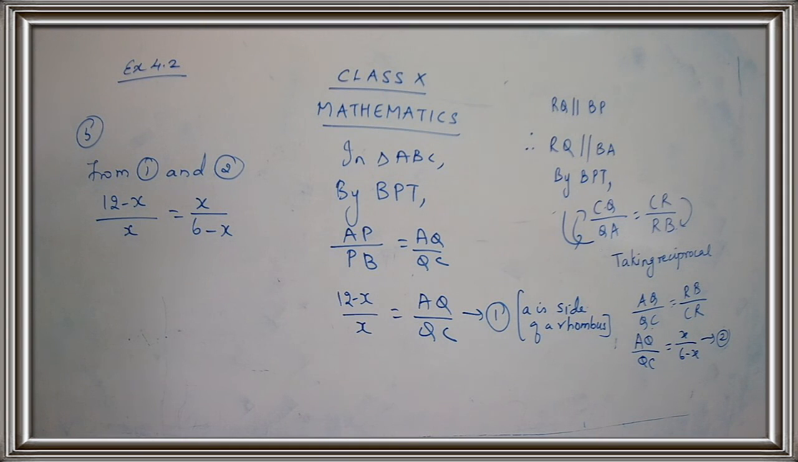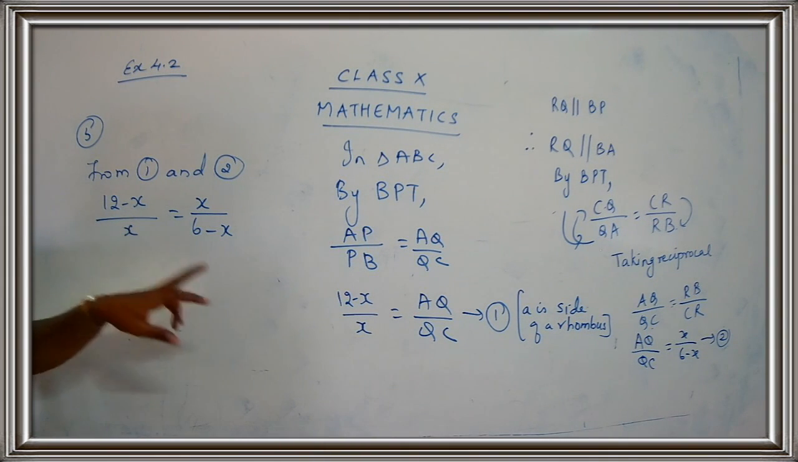So what do you get? So what do you have? (12 minus X) upon X is equal to X upon (6 minus X). Okay children, this is what we have got from 1 and 2. Let's go for the further simplification.